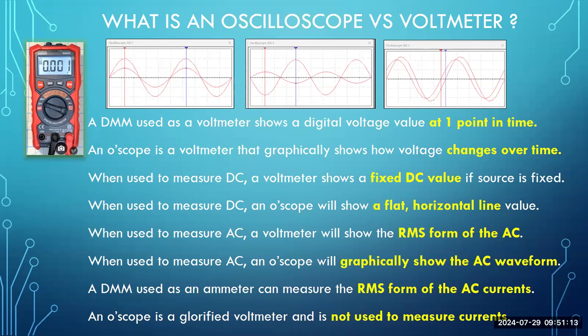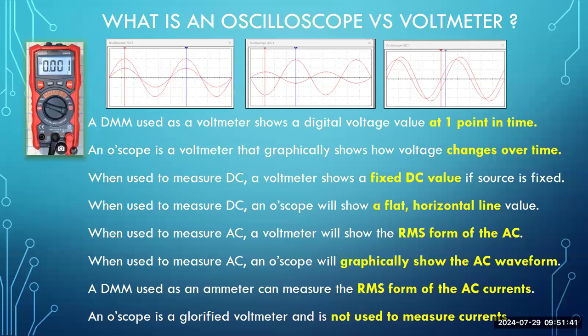Now, when you're measuring AC, an oscope differs by showing you graphically the AC waveform. What happens is it shows you how the voltage changes over time. Visually on the screen, you can see the comparison of the two display screens, the digital multimeter on the far left, and then 3 different sample displays of oscope screens show voltages and how they change over some quantity of time.